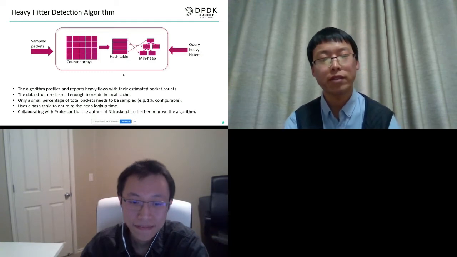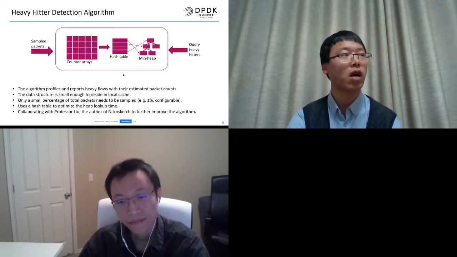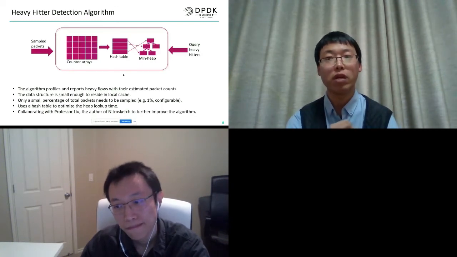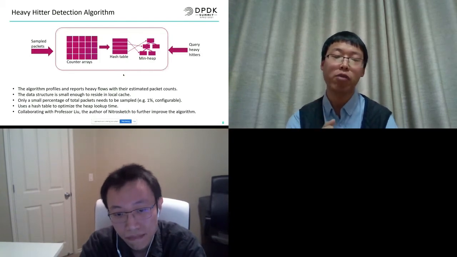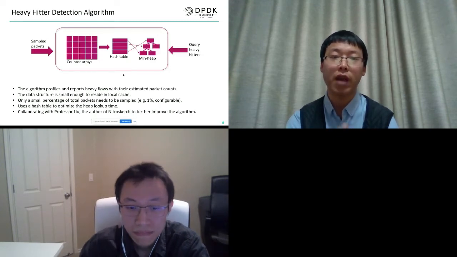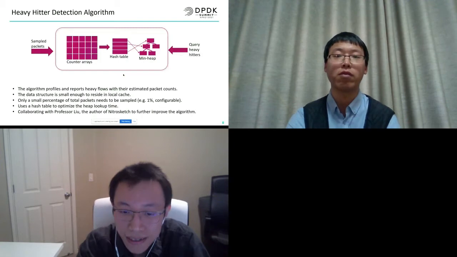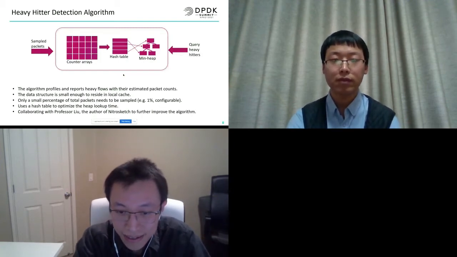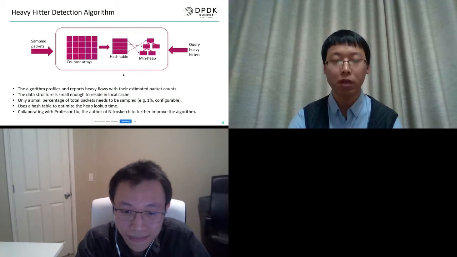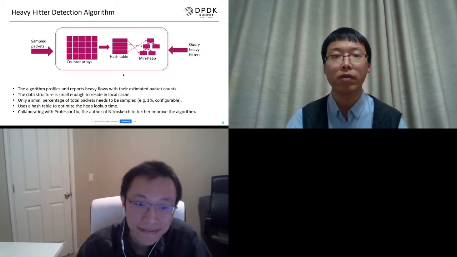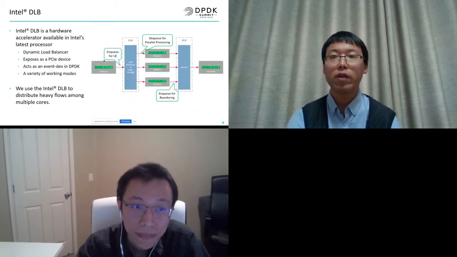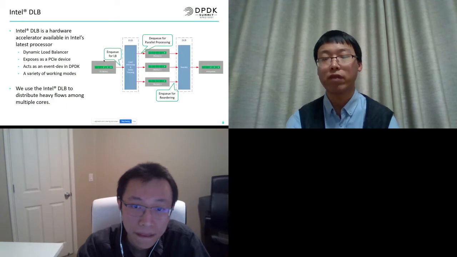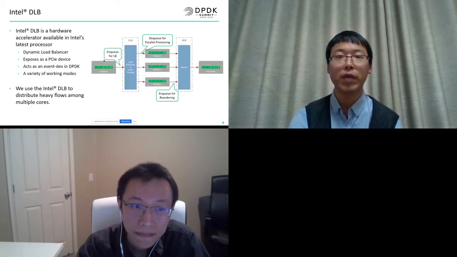Okay, thanks, Yipeng. So for this algorithm, from our user's perspective, we just feed the packets into your algorithm, and then you could report which flow is the heaviest flow. Very good algorithm. So now we are able to identify the elephant flow. Then the next step is to handle it.